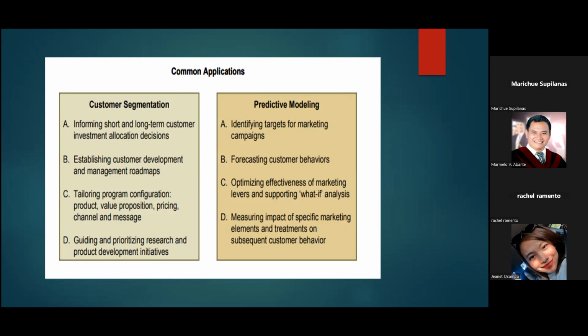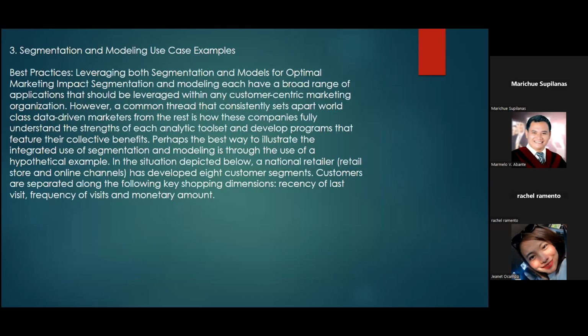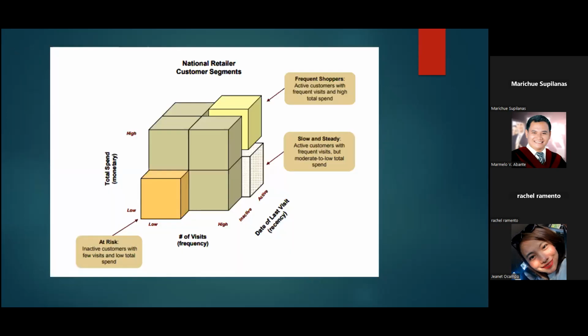For number 3, segmentation and modeling use case examples. Next slide, please. There are three customer segments highlighted in this picture. The highlighted ones are the frequent customers, next is slow and steady, and the at risk.